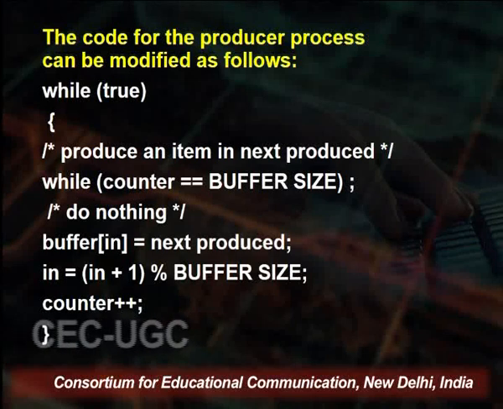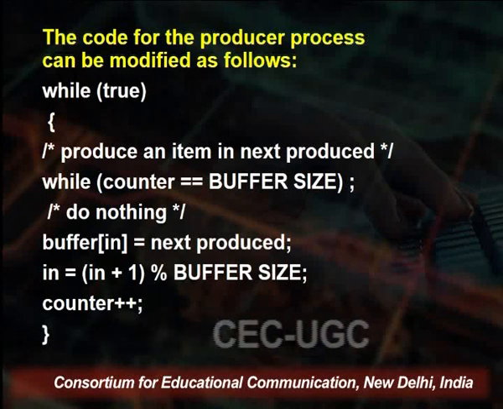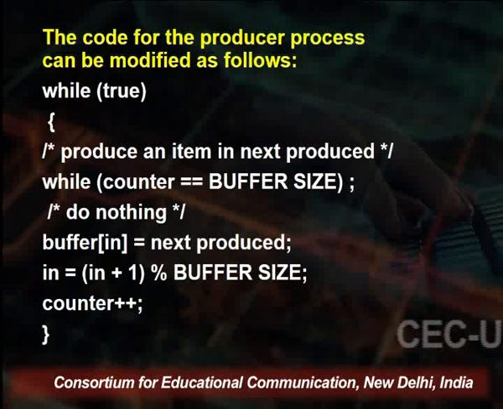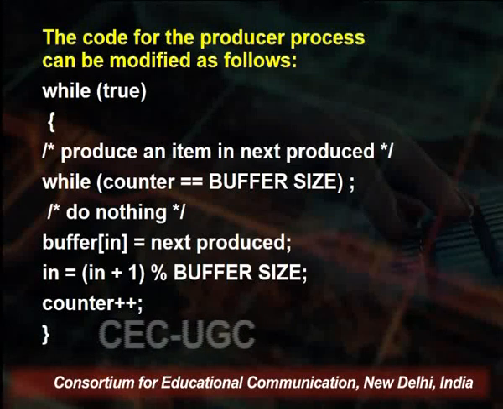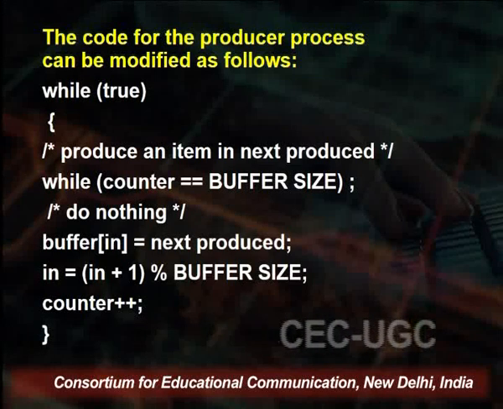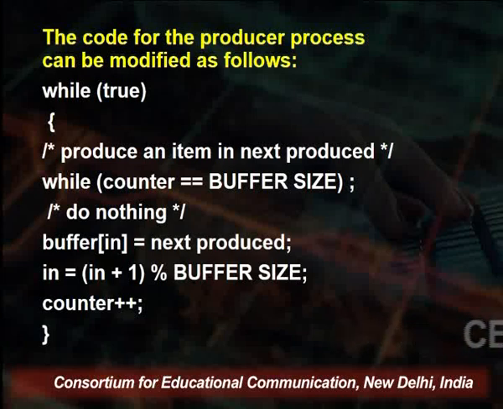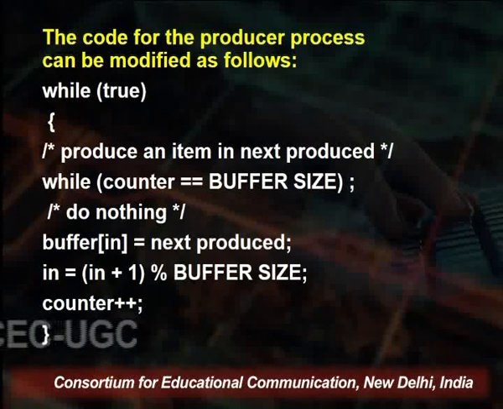Let's see how the code for the producer process is going to change from the previous one. The new code is given on the screen, which says while true, the producer is producing a next item, and we check whether counter equals buffer size. That means this is the situation where the buffer is full, and despite producing, the producer is not able to store that particular data item inside the buffer, because counter equals buffer size.